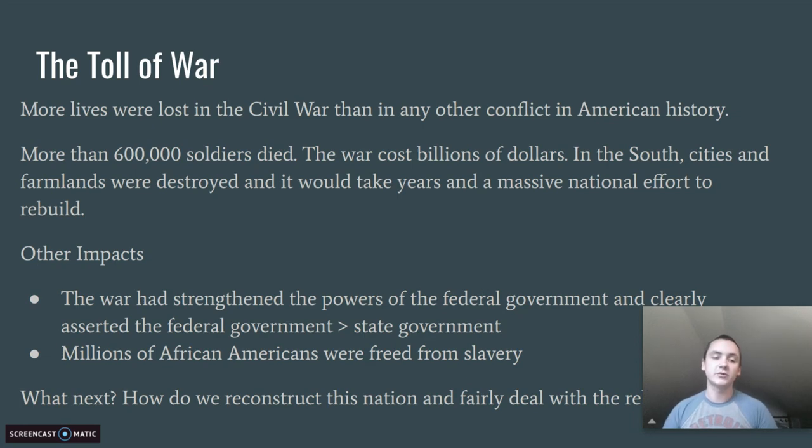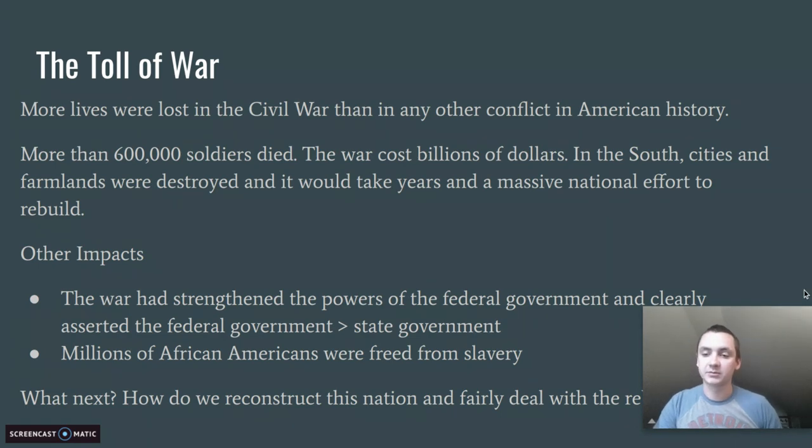it was a costly war. More lives were lost in the Civil War than in any other conflict in American history. More than 600,000 soldiers died. The war cost billions of dollars. In the South, thanks to all the battles and, of course, Sherman's march to the sea, cities and farmlands were destroyed, and it's going to take years and a massive national effort to rebuild the South and their economy.